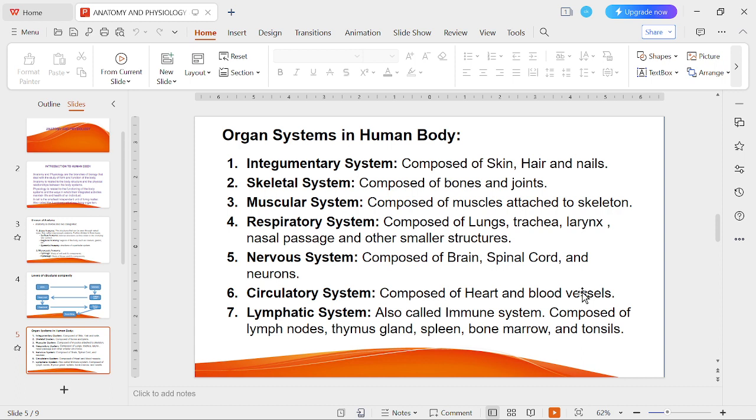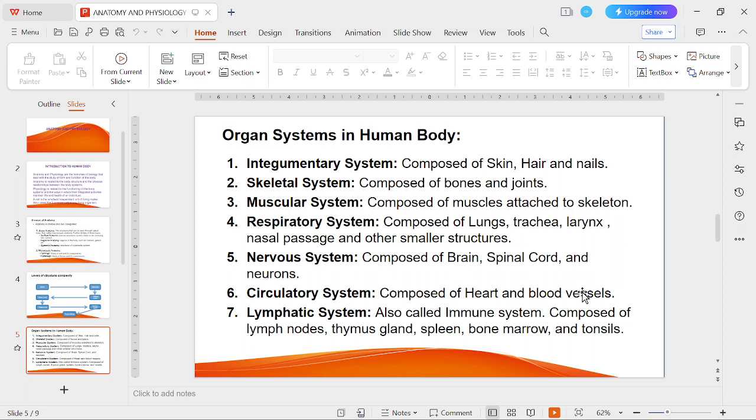The first one is the integumentary system, that is the skin, hair and nails. All these three parts come under the integumentary system. Second is the skeletal system, which is composed of bones and joints. Third is the muscular system, which is composed of muscles. Fourth is the respiratory system, which is responsible for the air exchange between the lungs and the environment. This is composed of lungs, trachea, larynx, nasal passage and other smaller structures like alveoli, bronchioles, etc.